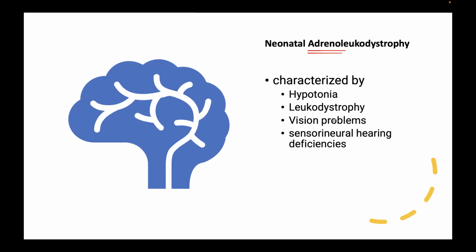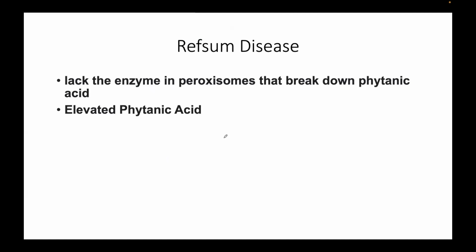Now, let me show this. Refsum's disease. It lacks the enzymes that will break down phytanic acid. As a result, there are going to be elevated levels of phytanic acid. Elevated levels of phytanic acid. So please take note of that.